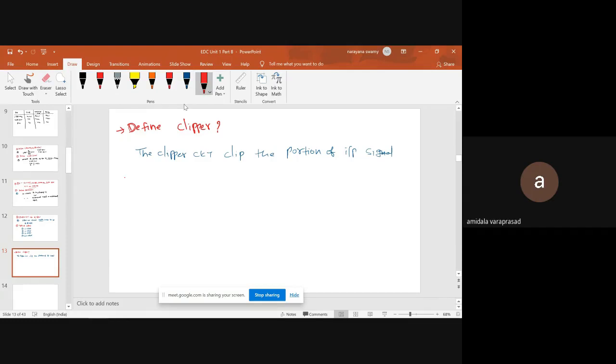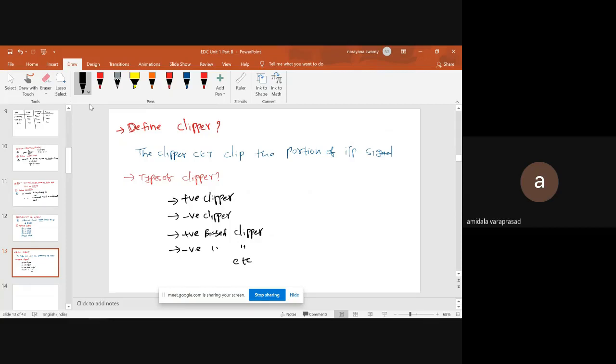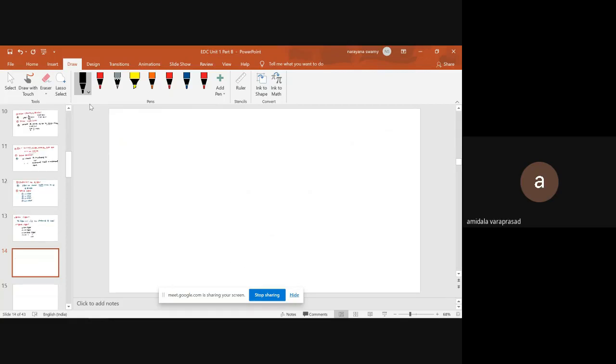Now, types of clipper. There are different types. First type is positive clipper, negative clipper, positive biased clipper, negative biased clipper, etc.